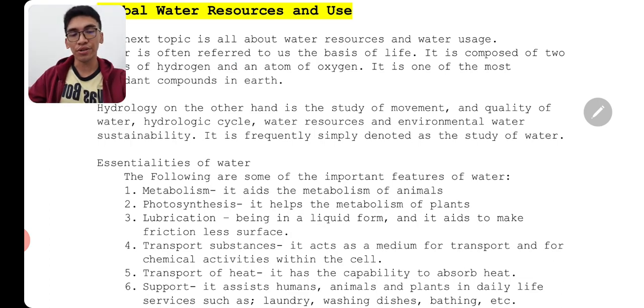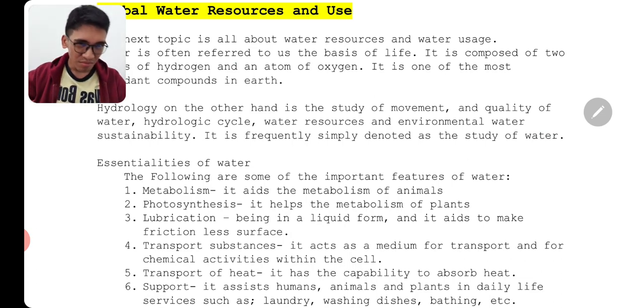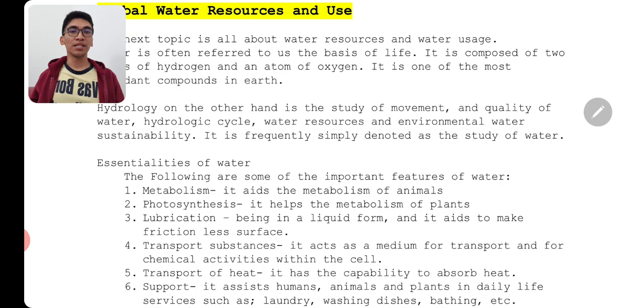Kaya kung napapansin niyo, or if you heard this saying, mabilis yung metabolism mo, kaya ikaw ay hindi masyadong tumataba kahit ikaw ay malakas kumain. Yung iba naman, kahit hindi masyadong kumakain pero tumataba. So actually, the metabolism takes place in that concept. So the metabolism is how fast you are using or burning the energy. Photosynthesis, another thing to consider in essentialities of water.